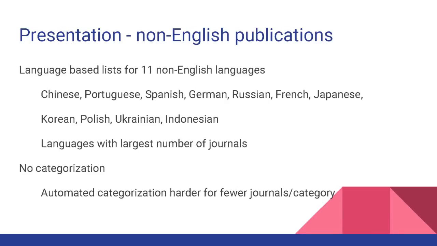For non-English publications, the presentation is far sparser, and this is a challenge for us. We currently present language-based lists for 11 non-English languages. These are the languages with the largest number of journals. I'm fully aware that a browse list based on language isn't as useful as a category-based list. The challenge for us is that automated categorization is harder when you have far fewer journals per category. To build an automated categorization, you need to find other ways, different from what we have used in the past. It's a challenge that we are looking to address, but haven't yet been able to.